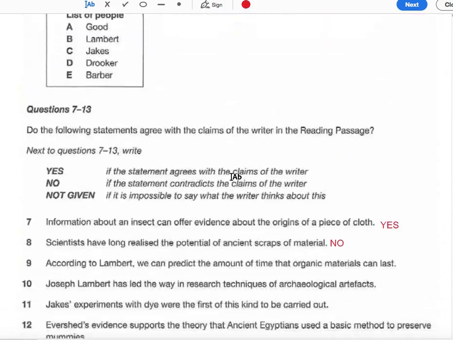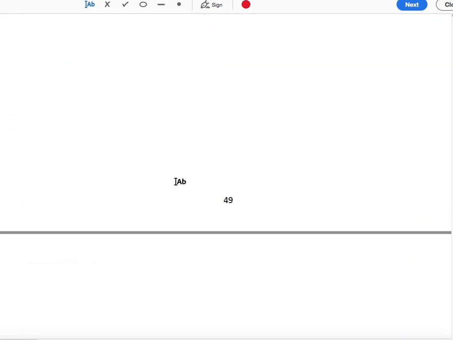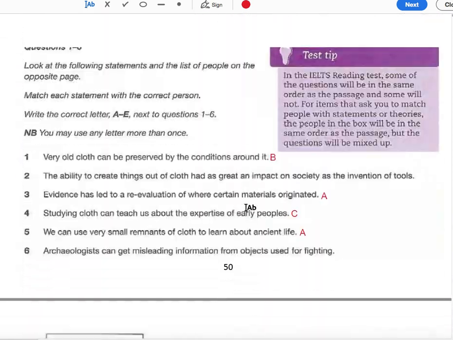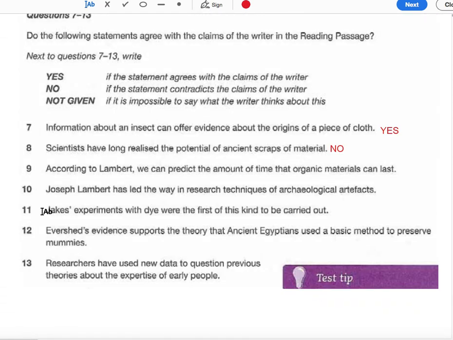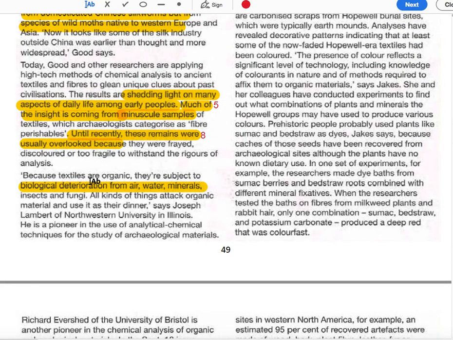So we're on the right track here with yes, no. We can predict the amount of time organic materials can last. So it should be in the same area. Notice how I saw over here it's talking about Jakes, and I noticed that here it was Jakes all the way down in question 11. So I said, wait a minute, I need to back up here. And that's what I'm doing. So I'm being an active reader for the test. I'm keeping everything in my mind.